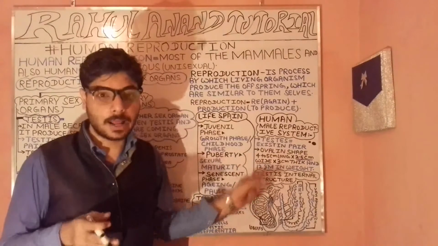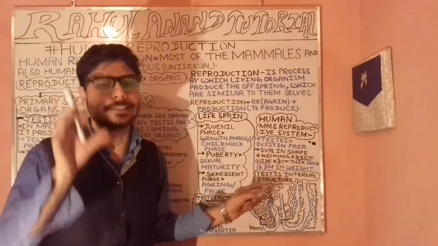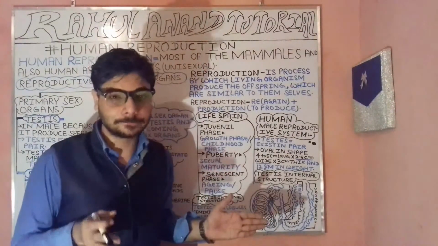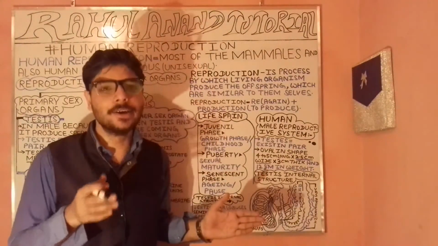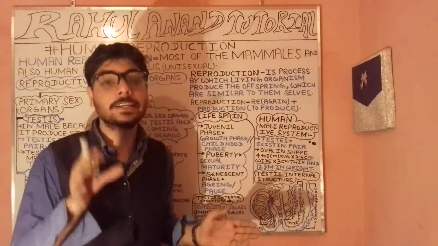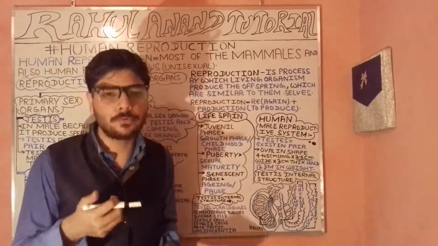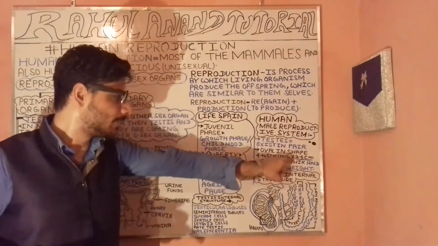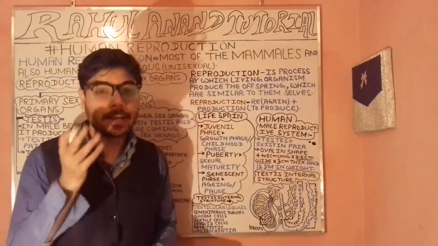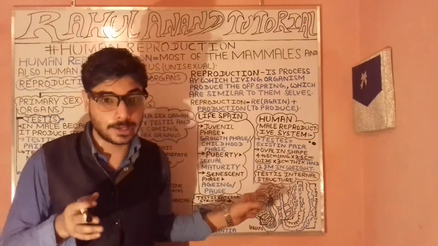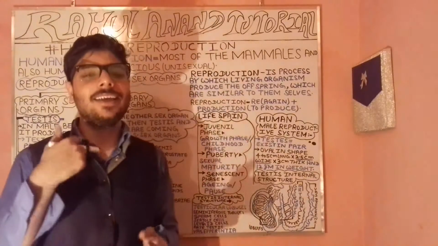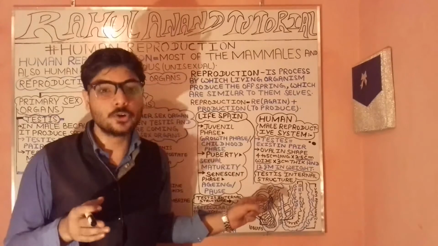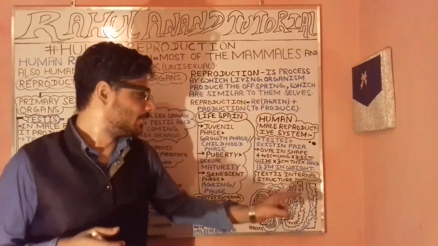Now, let's try to understand the testes with reference to their size and shape. It is around 4 to 5 centimeter long, 2.5 centimeter wide, 3 centimeter thick, and around 12 gram in weight. You can find the 12 gram here on the board.